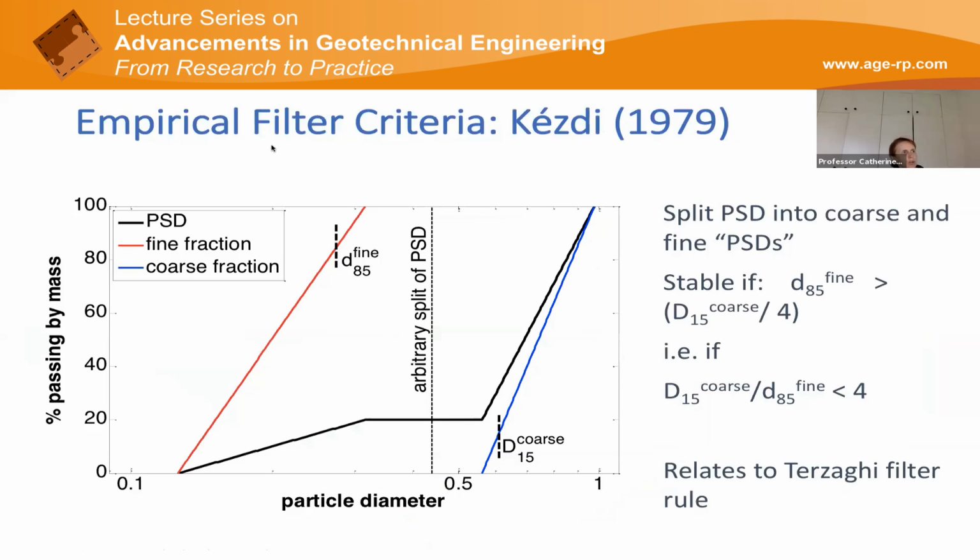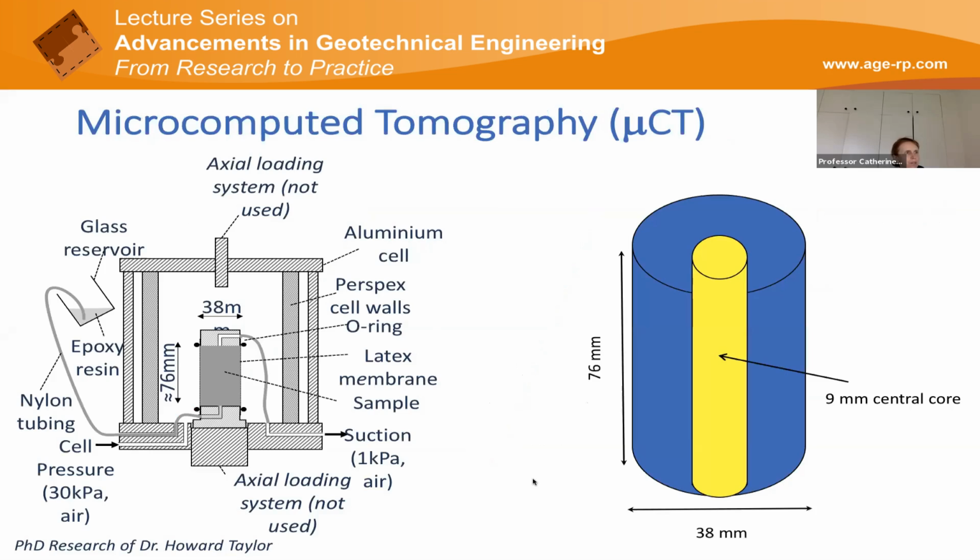So what they do with the filter criteria is they apply a filter design rule that's very similar to what we look at when we consider base filter compatibility. But now our fine material is not in a separate layer. It's the finer grains that are in your gap graded material. And D15 is not a D15 of a filter that acts on its own. It's the D15 of the coarser fraction of your material.